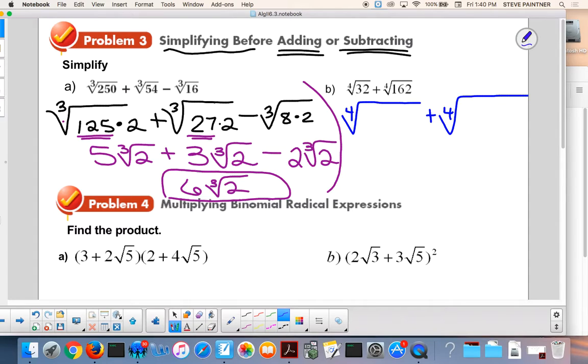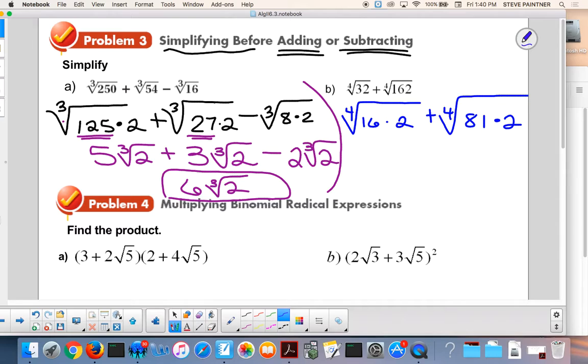I don't know the fourth root of 32. I don't know the fourth root of 162. Looking at my chart, what goes into these numbers? What's a perfect fourth power? 16, times 2. A perfect fourth power that goes into 162: 81, times 2.